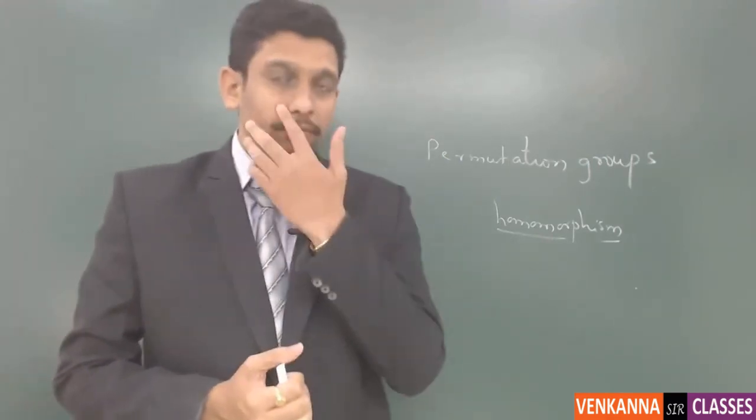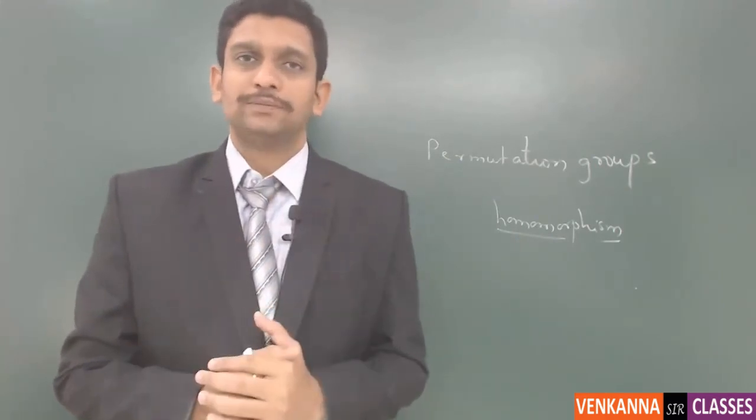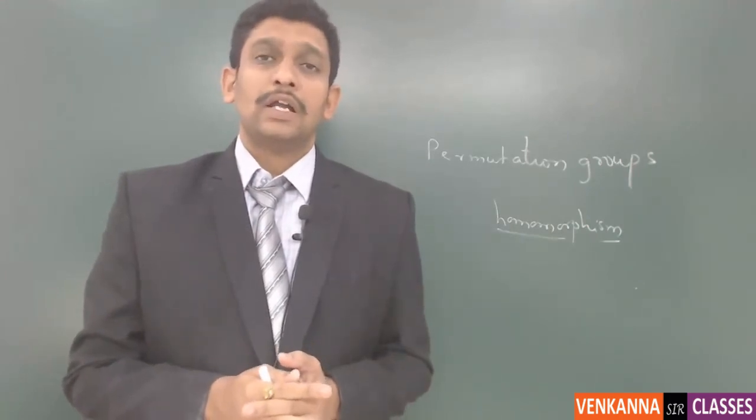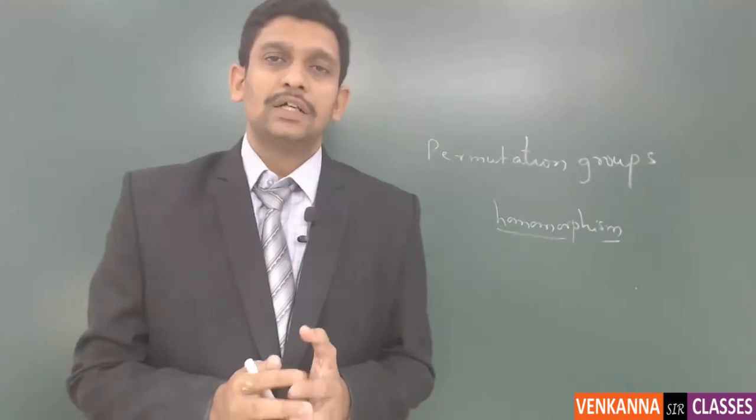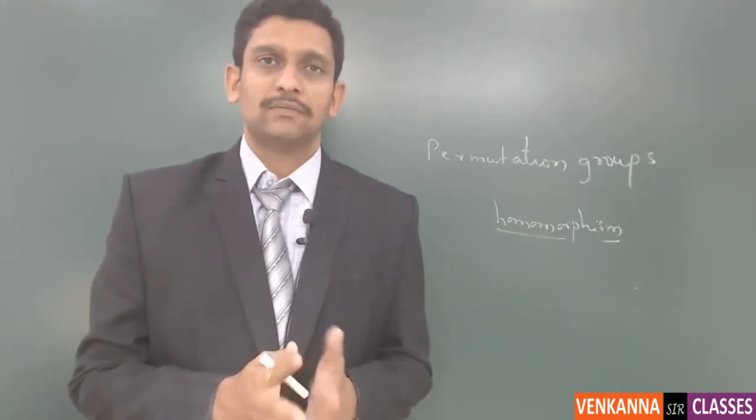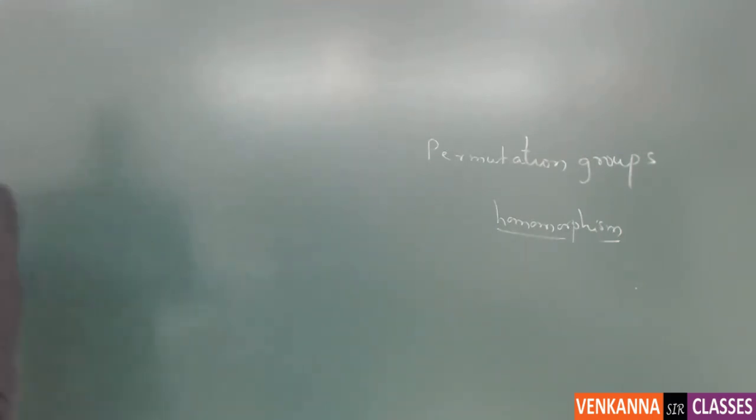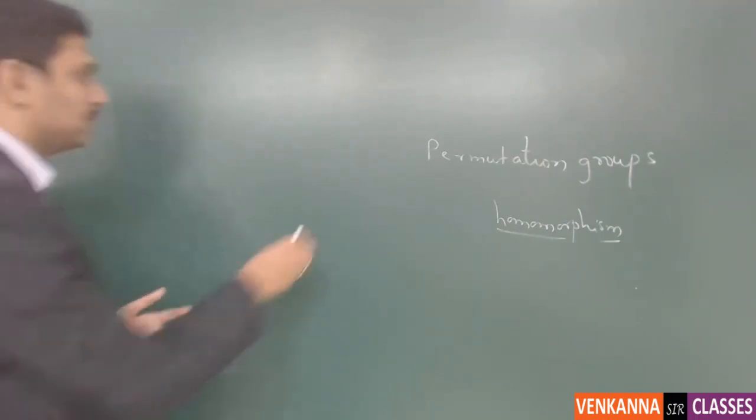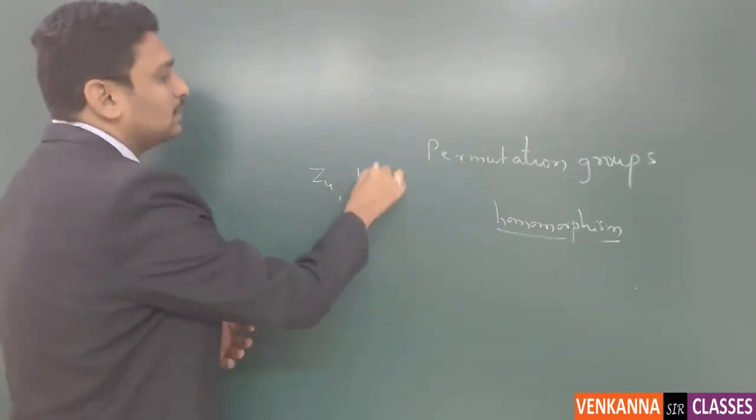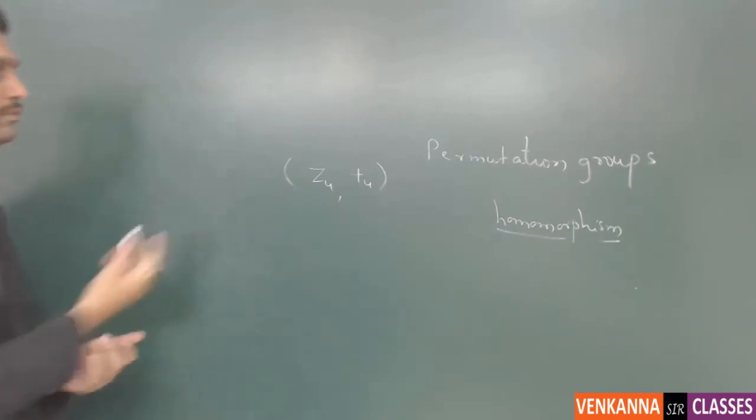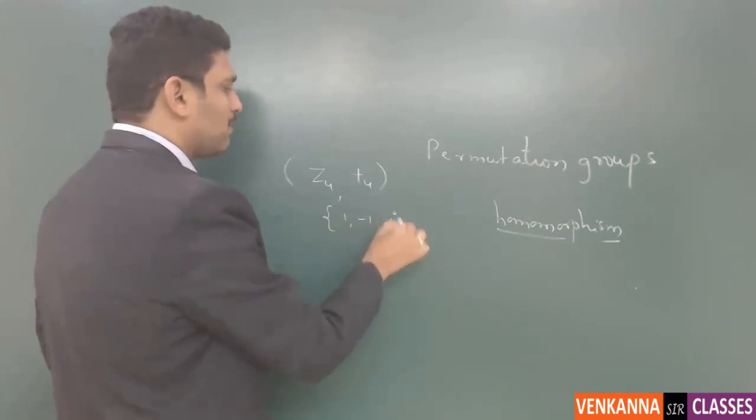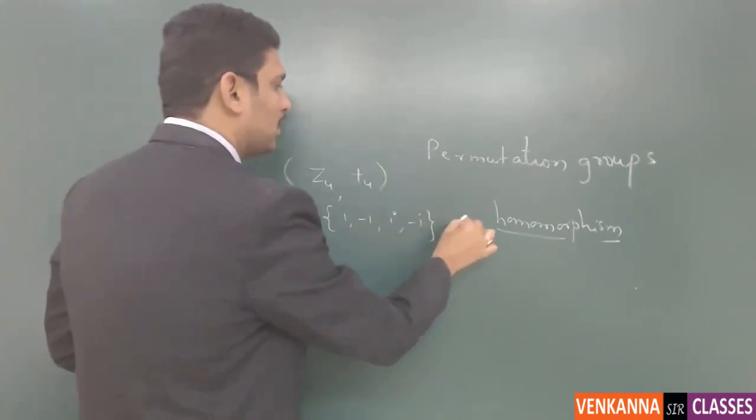Now the question is, suppose I have given two groups for you. Let me say I have taken two finite groups for you. And if you want to construct a homomorphism between these two, then how do we construct it? That was the thing, right? So here, take an example: Z4 with addition modulo 4 as the operation, and another group {1, -1, i, -i} with multiplication as the operation.